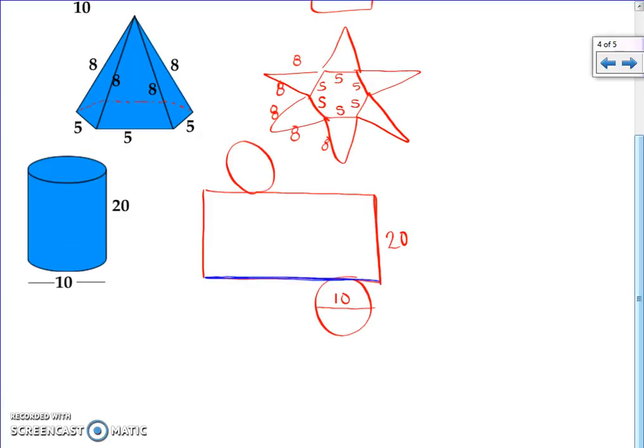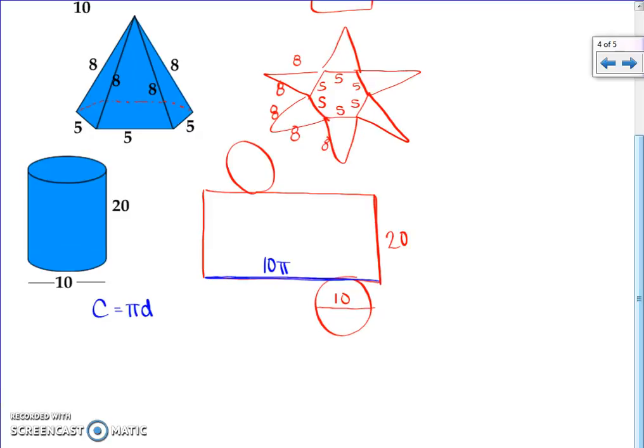How do you find the circumference of a circle? Pi times d. Pi d. Do we know d? We know the d, right? Yep, that's 10. So this is going to be 10 pi. Okay, it's always going to be the circumference along there. We're going to talk about that in this chapter.